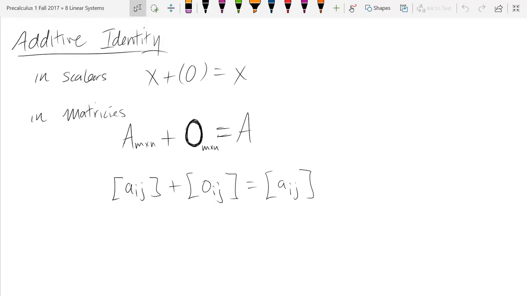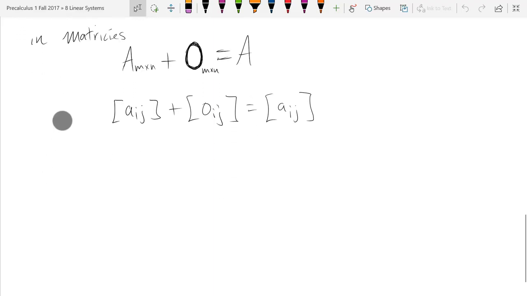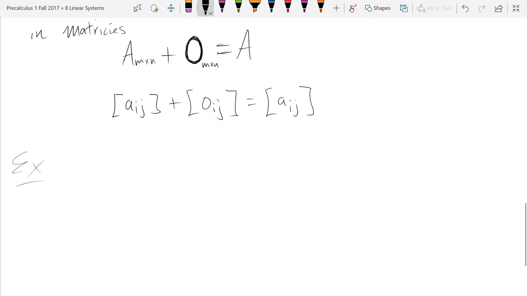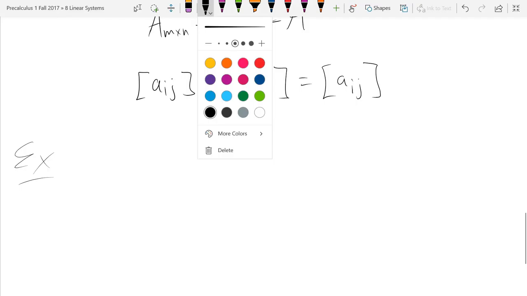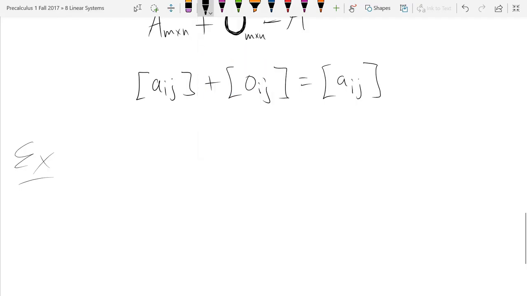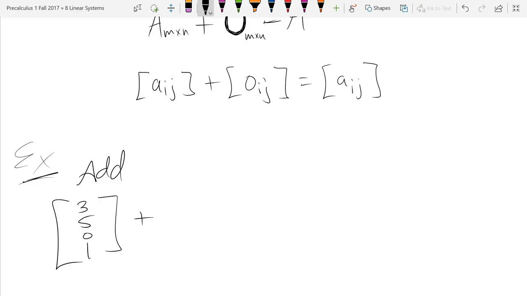So we just looked at additive identity. If we do a really fast example, it'll be a little bit silly, but we'll do it very quickly. So we're going to add these two matrices. Of course, for addition you need the exact same dimension. So I want to add the zero matrix to this. And it's a little trivial to do this.